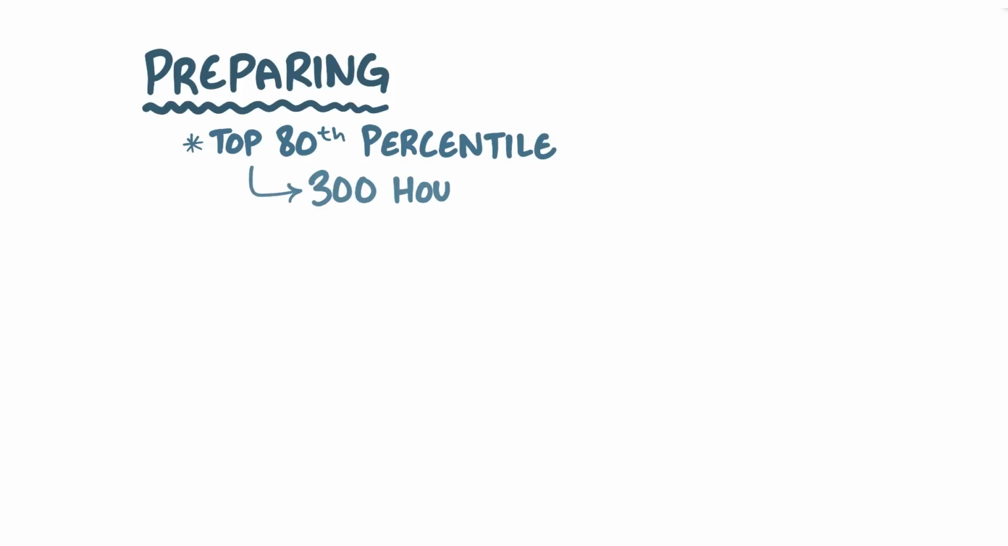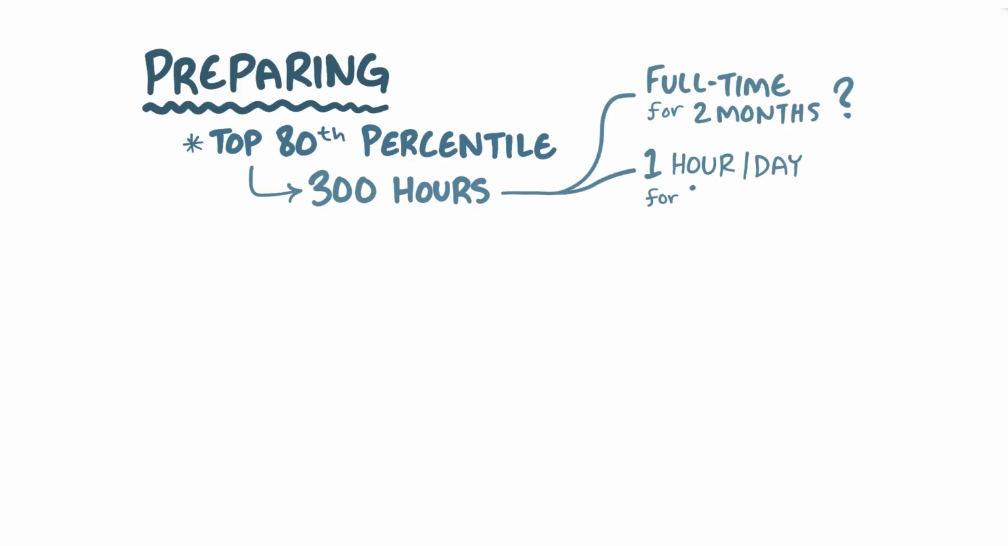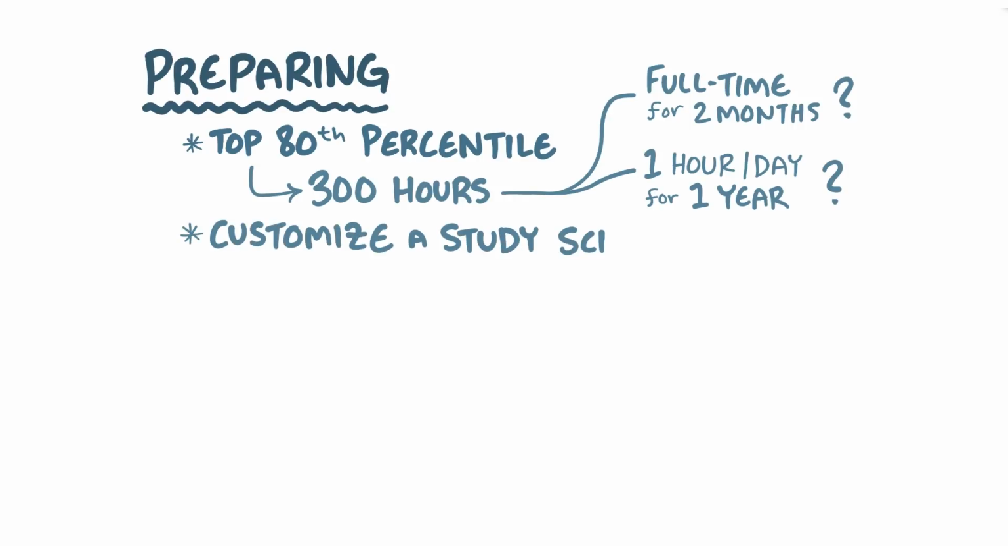In terms of preparing for the MCAT, one interesting data point is that students in the top 80th percentile clock in at about 300 hours of consistent, regular study time. That could mean studying full-time for 2 months, or studying 1 hour a day for a year. It's up to you. You should customize a study plan that fits into your time frame, and you should try a few different ways of preparing to see what works best for you. Also think about how and when you like to study best, and make sure that you're able to do it without distractions.